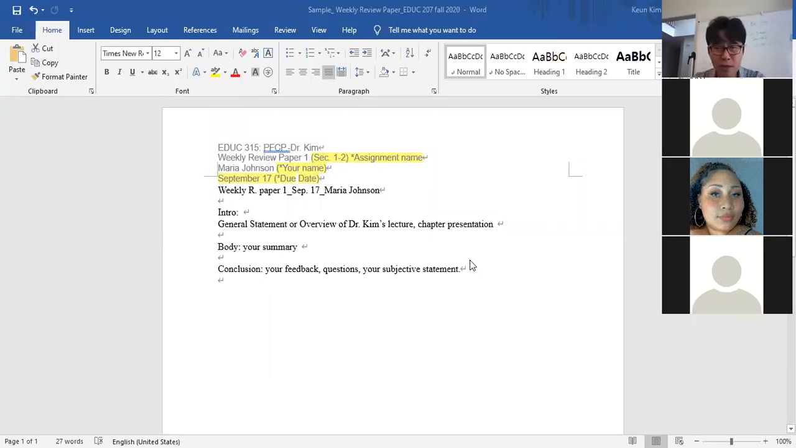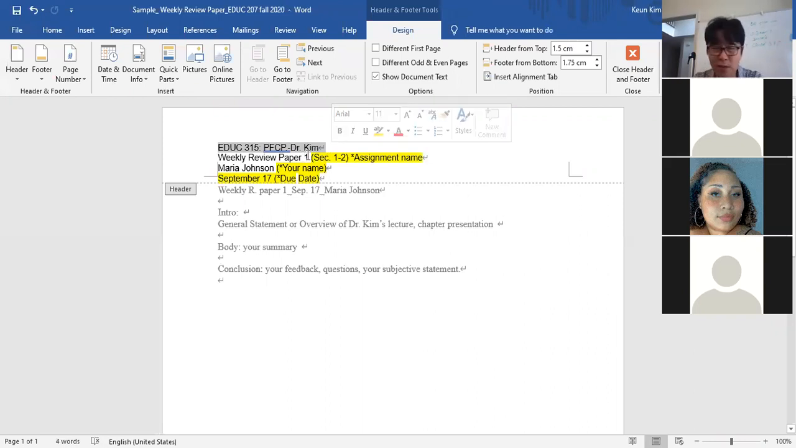The weekly review paper sample template, I already posted on Blackboard and Dropbox too. Some students still missed sending the weekly review paper. You can click on the header part here. Please use single space. You can use this template: the classroom and EDUC 315 Parent Family Community Partnership, Dr. Kim. The second line is the assignment name, weekly review 2, for this Friday it is chapter 3, right? Chapter 3, and your name, and it is due this Friday, which is September 18, midnight.